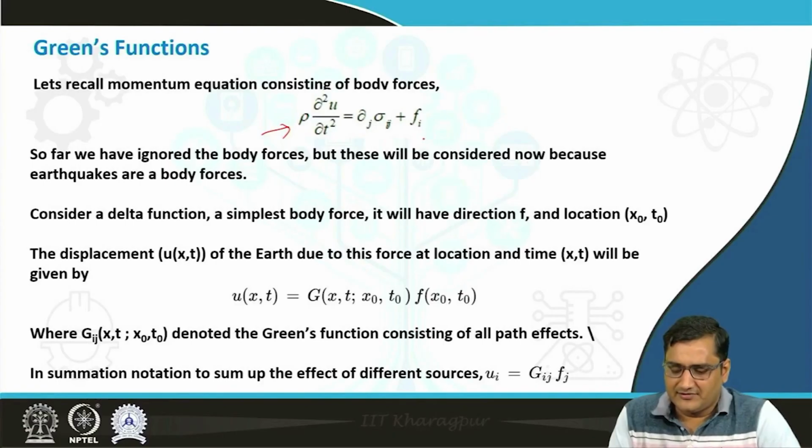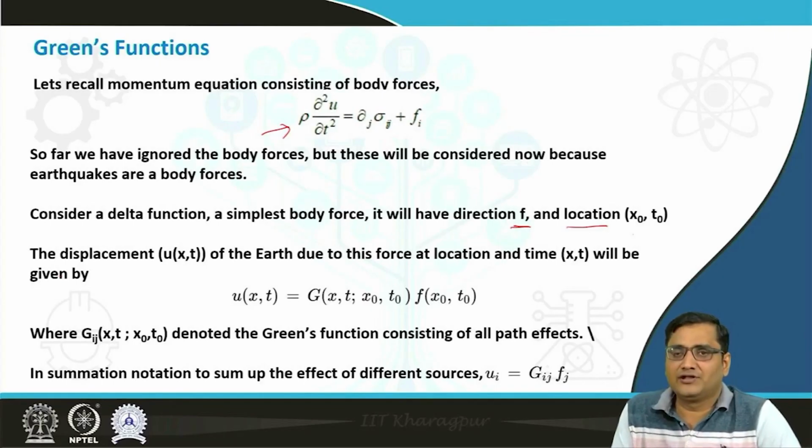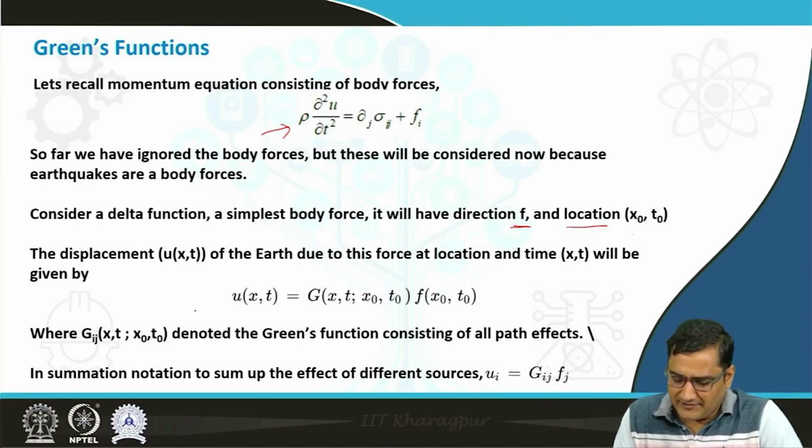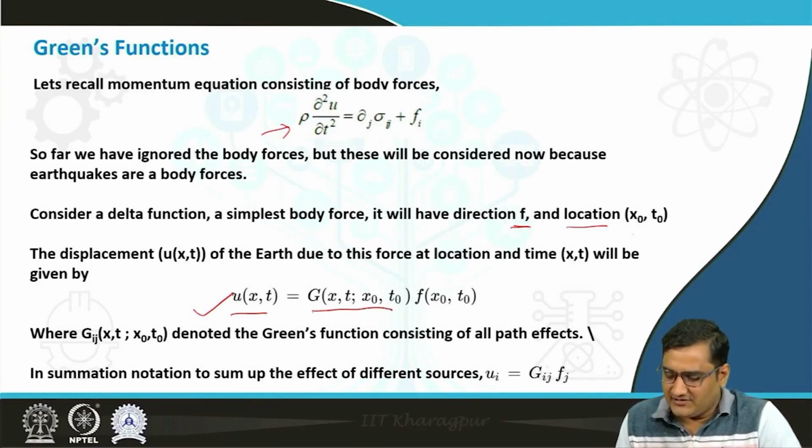The simplest body force can be represented by a delta function, and it will have the direction f, that is a vector quantity, and it will also have a location x0 and time t0. x0 is again a vector quantity, t0 is not a vector quantity. The displacement u(x,t) of the Earth due to this force at location and time x, t will be given by this particular expression. u(x,t) is the displacement at a location on the Earth x at a time t, G represents the Green's function, and f is the body force.